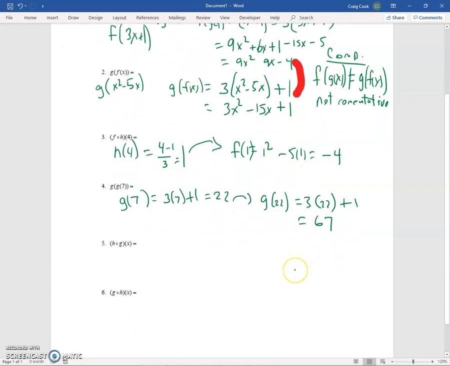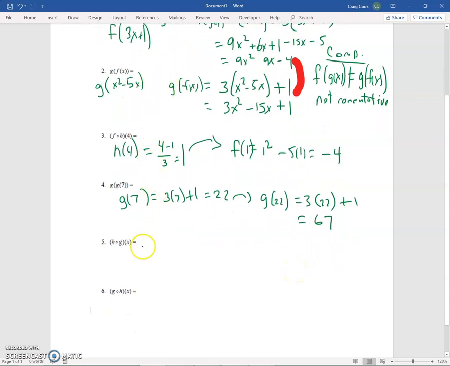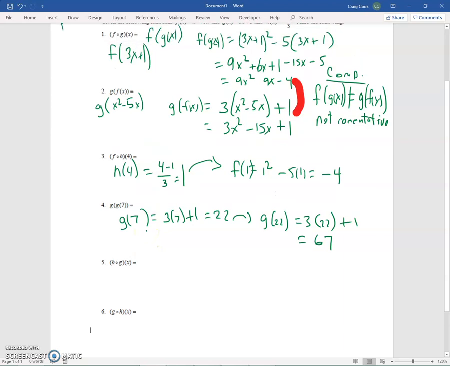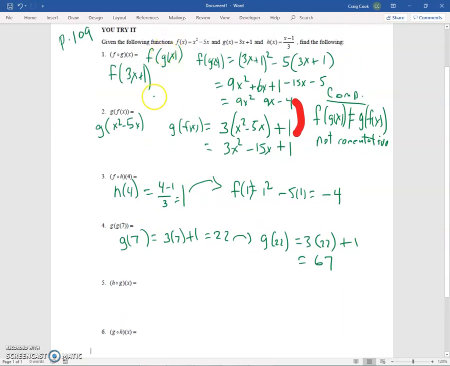Well, what about if we have h of g of x? Again, that means I'm taking g and putting it into h. So I am doing, lost my place, h of 3x plus 1, which means I'm taking 3x plus 1 and plugging it in for the x in h, and subtracting 1 and dividing by 3. And this is 3x plus 1 minus 1, which is 3x divided by 3, which is actually just x.